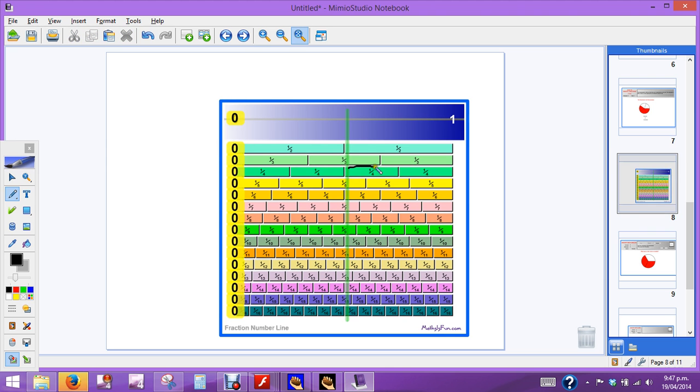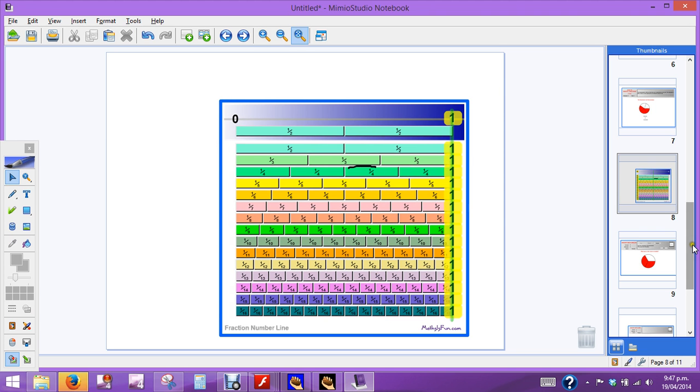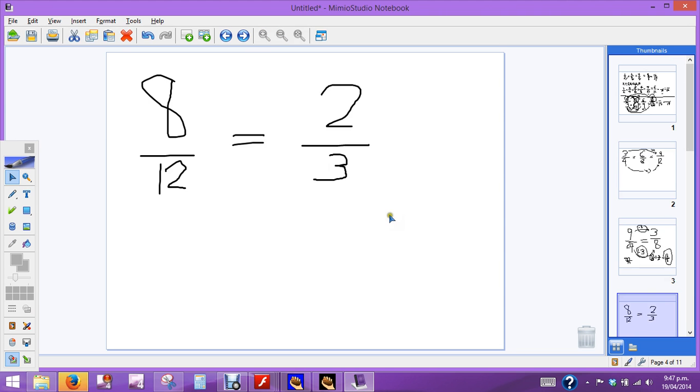Two bits out of 3 over here. Oops, get my pointer tool. Is there. 2/3 is the same as 8 out of 12, 6 out of 9. So 2/3, 3 became 12 by multiplying by 4. Three became 12 by timesing by 4. And going the other way, 12 becomes 3 by dividing by 4.